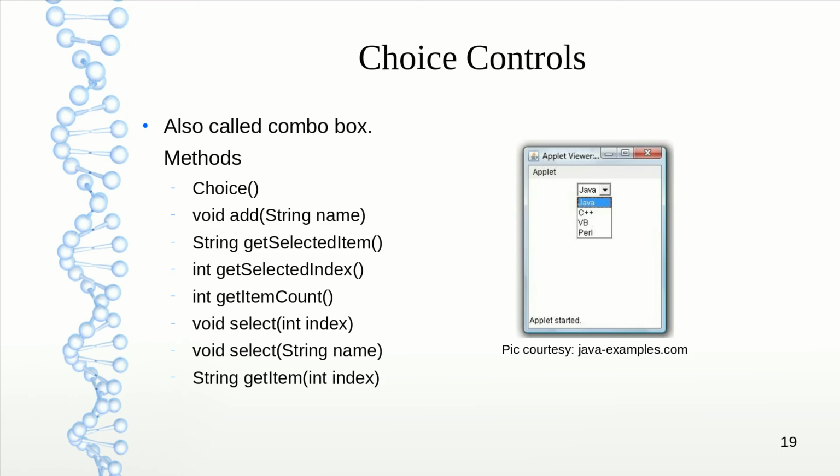Then we have getItemCount, which gives the total number of items in the choice control. Then we can programmatically select a string at a particular index using the select function. We have another overloaded method, which is select with a string passed as the parameter. Here, instead of passing the index, we are passing the string itself. Then we have finally getItem, which retrieves the string at a particular index.